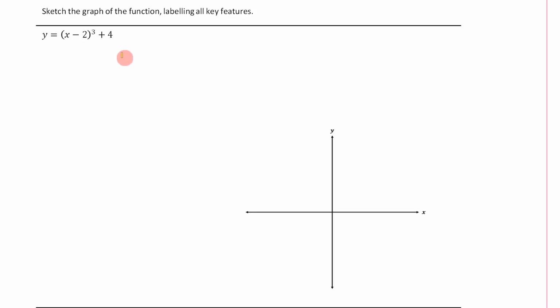All right, so let's continue to talk about cubics in this form. So we're being asked to sketch the graph of the function, labeling all key features. So that means point of inflection and our x and y intercepts. So let's give this a go. So here is our graph right here.